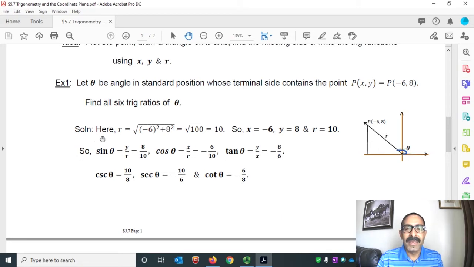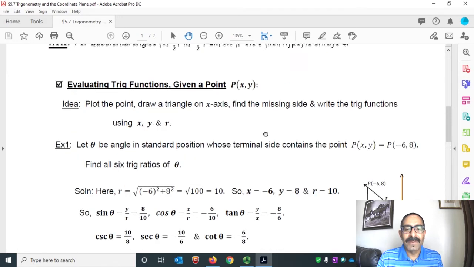Here, r equals the radical of the first coordinate squared plus the second coordinate squared. I'm talking about the coordinates of point P. So minus 6 squared is 36, 8 squared is 64, 36 plus 64 is 100. So the radical of 100 is 10. So we found r is 10. So what do we have here so far? We have x equals negative 6, y is positive 8, and we just found r is 10.